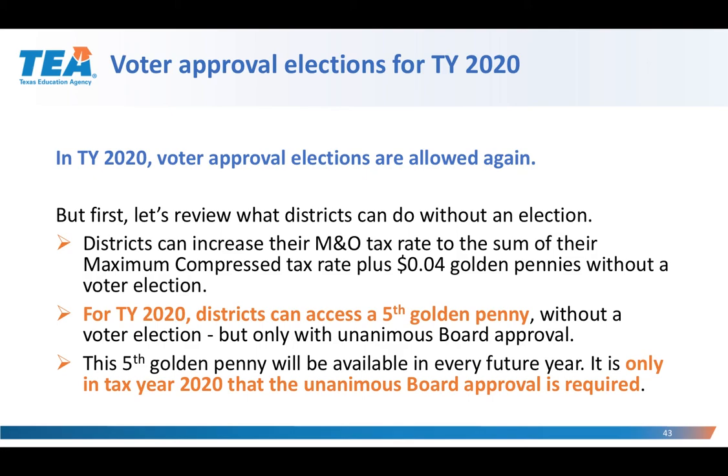Districts will still be able to increase their M&O tax rate to the sum of their MCR plus the 4 golden pennies without holding a voter election. Plus, for tax year 2020, districts will be able to access a 5th golden penny without a voter election, but requiring unanimous board approval. This 5th golden penny will be available in every future year, and in fact it is only in tax year 2020 that the unanimous board approval is required. So districts will always be able to access that 5th golden penny without holding a voter approval election.